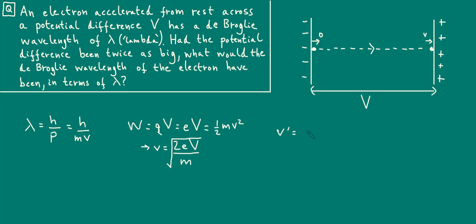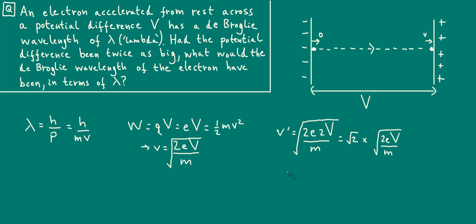And this is equal to 2E times the new potential difference, which is twice the old potential difference. So we can write here 2 times big V divided by the mass of the electron, and all of this is square rooted. Now if we take out a factor of root 2 here, we find that this is equal to square root of 2 times square root of 2E big V, the original potential difference, divided by the mass.